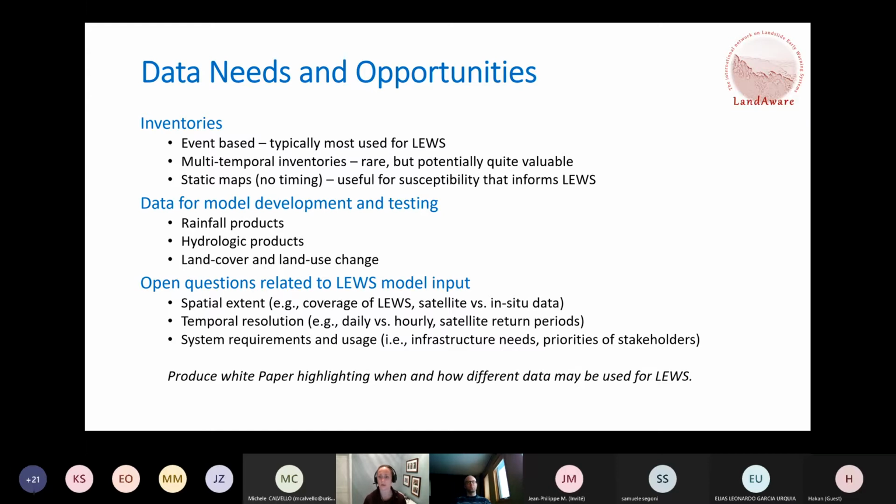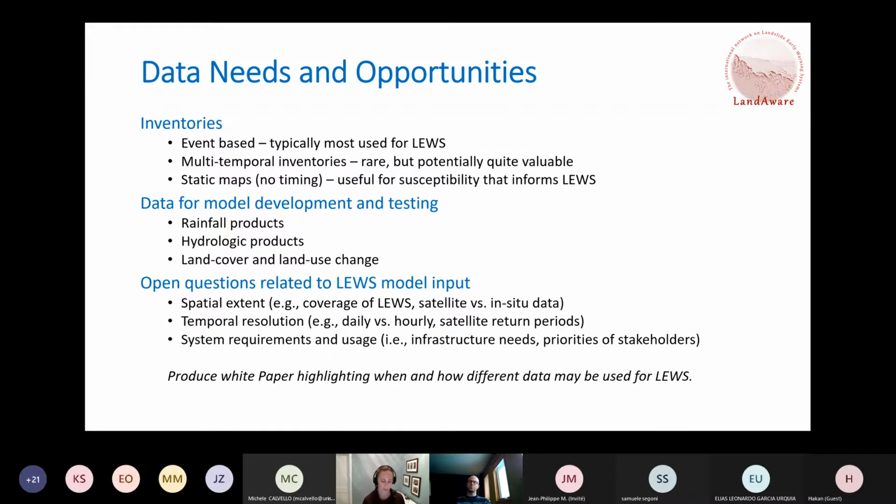What infrastructure needs to be in place? What are the stakeholder priorities to really take this information and make decisions about saving lives, saving property, and protecting people? One of the goals of this effort, just to highlight these different types of data, is that we would like to work with you to start to understand how different types of data may be used within this framework, with the goal of ultimately potentially producing a white paper that highlights the trade-offs between this type of information.